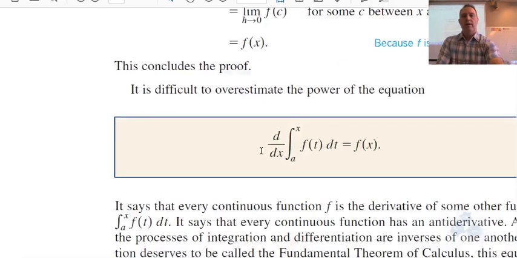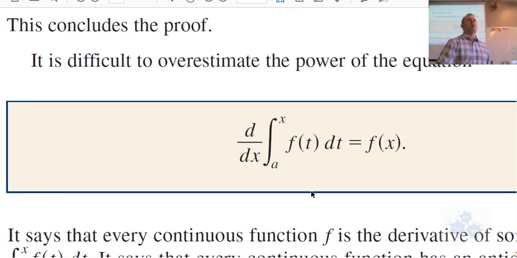So remember, we said the integral and the derivative are almost like opposite operations, right? If we start with a function, f of t in this case, and we take the integral, that's how we find the integral. But if we take the derivative of the integral, we get the function back, right? Now, because we're going from a to x, this becomes f of x.